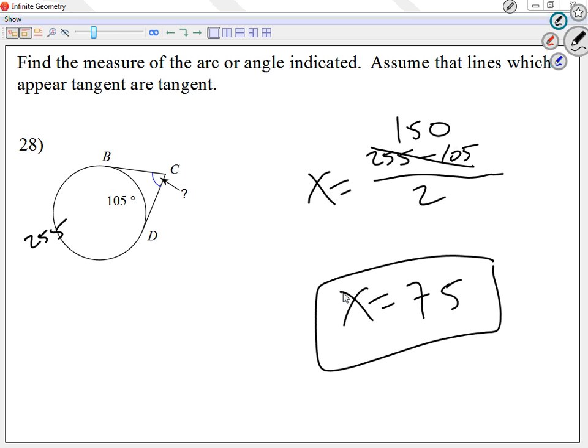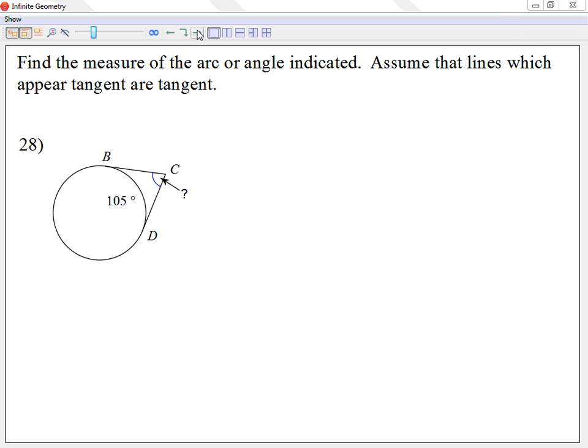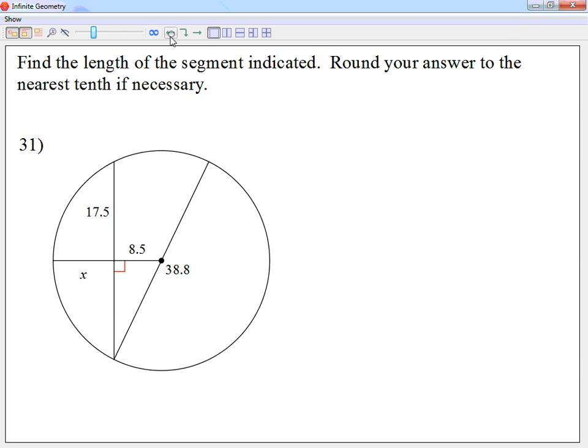Once again, from 13 through 30 on the review, there's 6 of these on the final. Any other questions up until 30? All right, so let's take a look at 31.